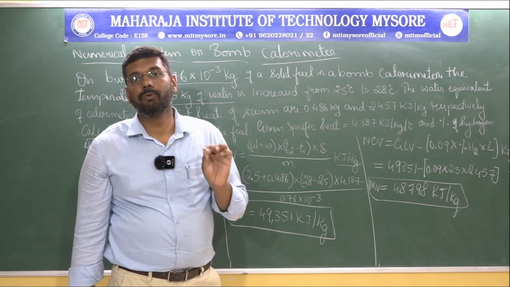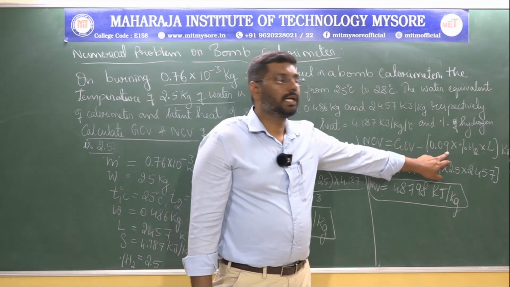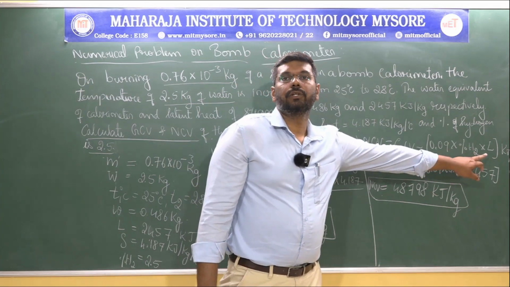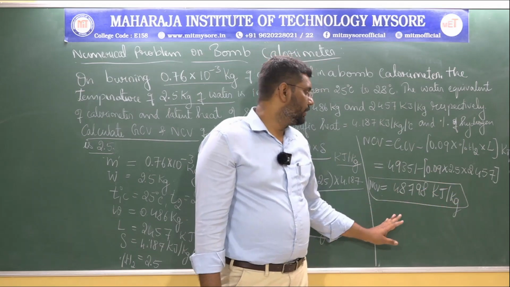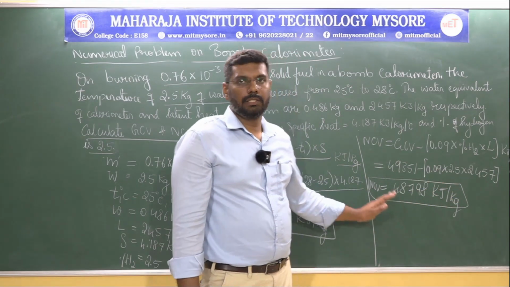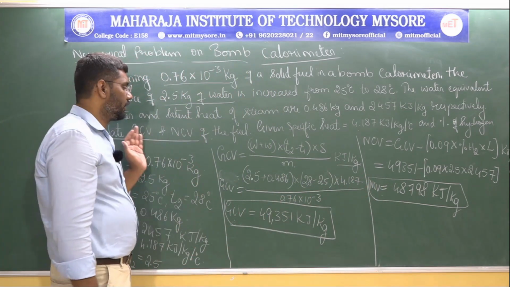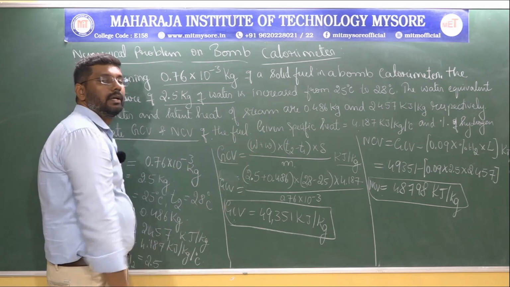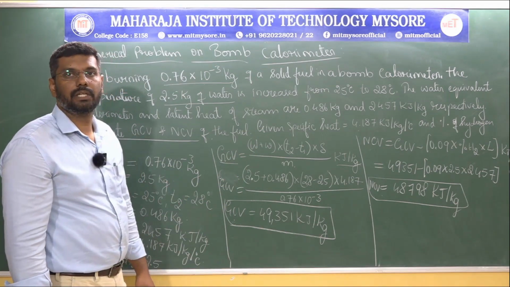Means we are just removing that. That is why we are considering 0.09 into percentage of hydrogen into latent heat of steam. If you subtract that from GCV, then you will get the net calorific value. Is it clear? This is how you need to solve by considering the given data and come out with the GCV value and NCV value. Hopefully this numerical problem is clear for you.